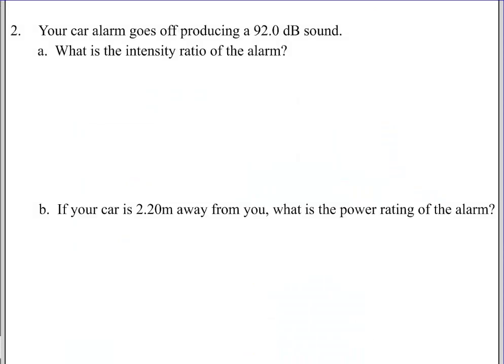Your car alarm, if you have one, goes off and it produces a 92 decibel sound. And now we're looking for the intensity ratio. That's I over I0. So this time I'm going to start with the decibel equation and work my way backwards. So decibels equals 10 times the log of I over I0.